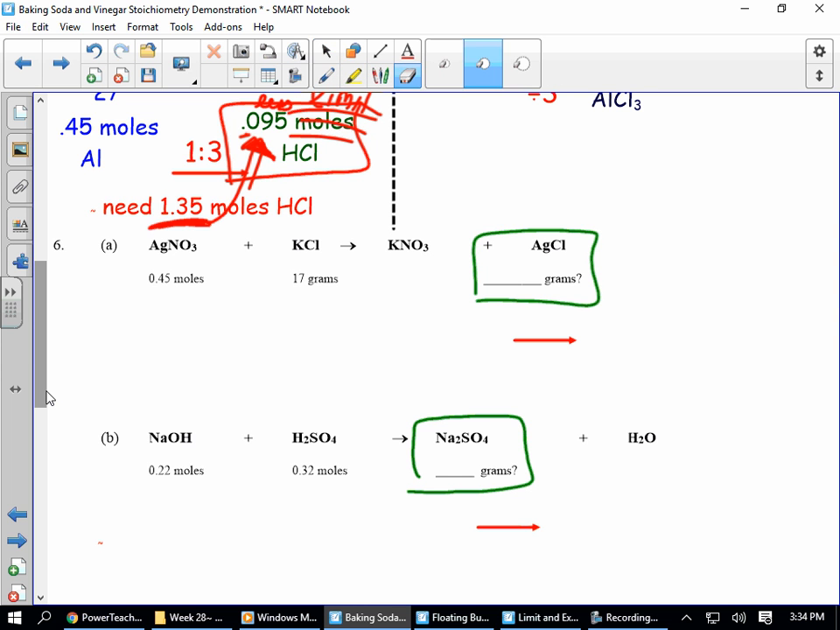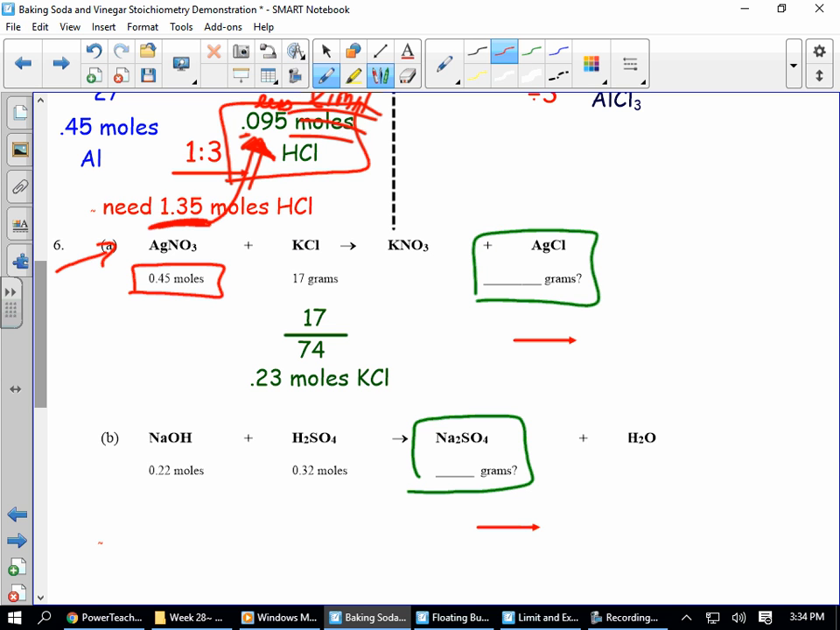All right, so this first one's trying to be a little irrational for you. This is already in moles, and this is given in grams. So what I'm going to do is take my 17 grams and divide it by 74, which is the formula weight of KCl, and I'm going to get 0.23 moles of KCl. Now, this is already balanced as written.